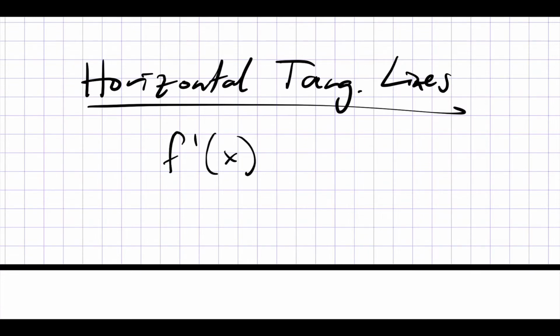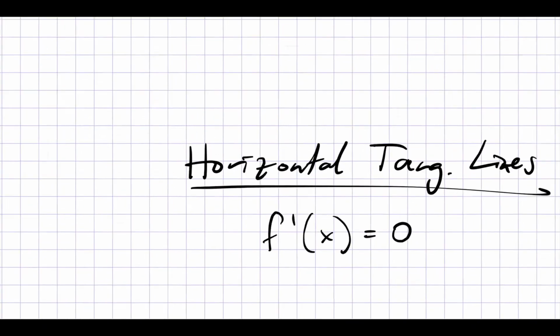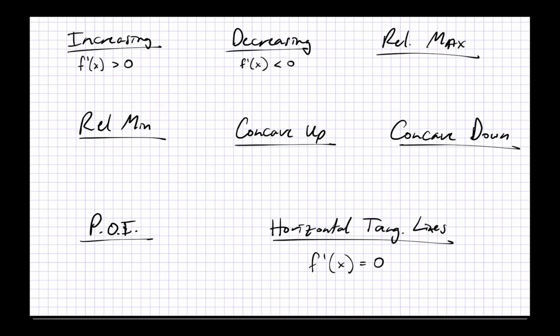So f prime is 0, which is a critical value, which is also going to be a relative maximum, relative minimum. That's definitely true. We just don't know. We have to be more specific. So the next one is relative maximum and relative minimum. Okay. So I know it's going to be when f prime equals 0. But how do I know if it's a maximum or minimum? What tells me if it's a maximum or minimum?